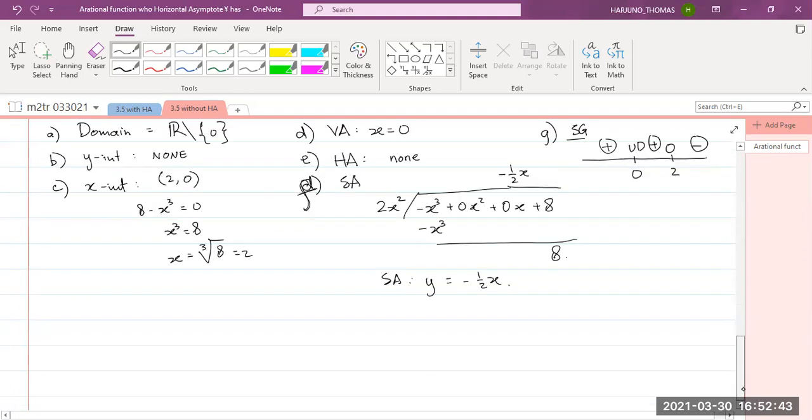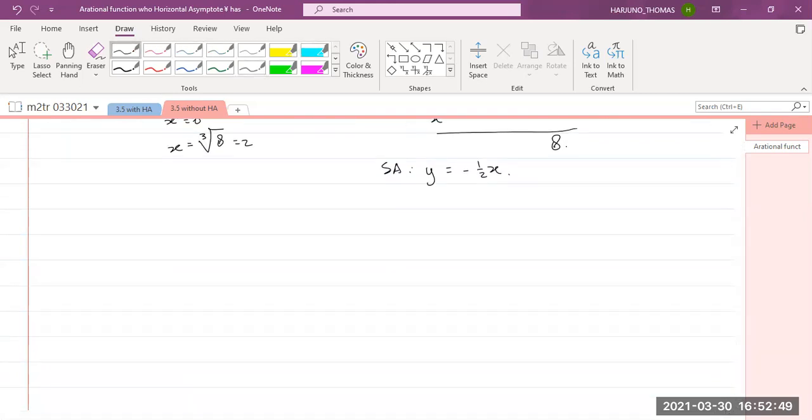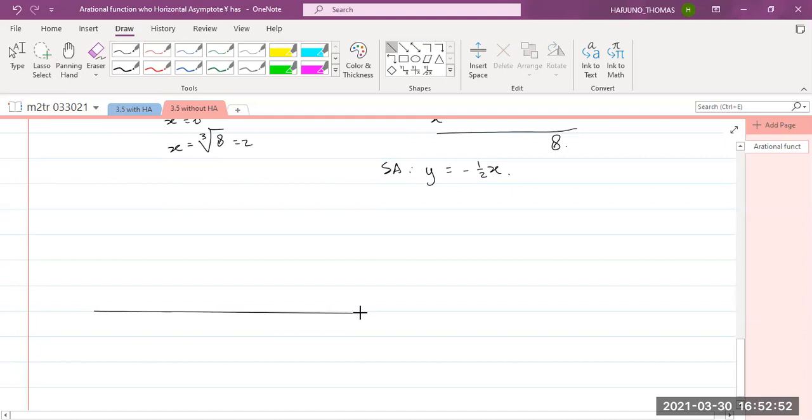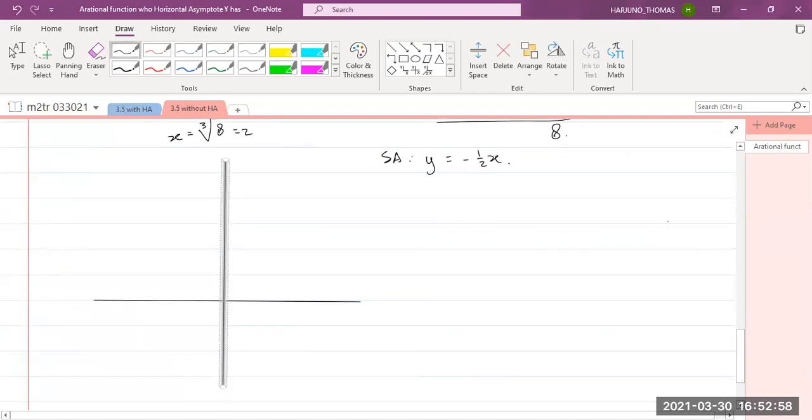Okay, so if I sketch the graph, we have x-intercept (2, 0). I don't think we have a y-intercept. We have a vertical asymptote at x equals 0, and slant asymptote y equals 1/2 x. y equals 1/2 x looks like this. The slope is negative 1/2.